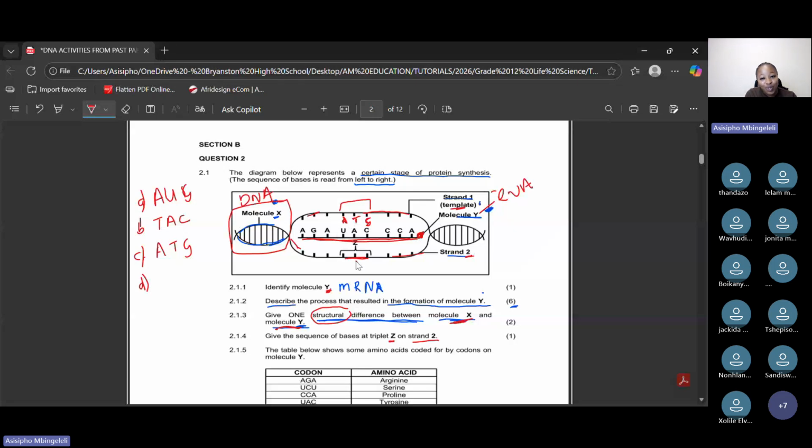So we are going to use this ATG to find bases at Z. So A was initially paired with T. I hope it makes sense. And then T over here was initially paired with A. We are just using the base pairs. And then G over here was initially paired with C. So which one is our answer? B, TAC.